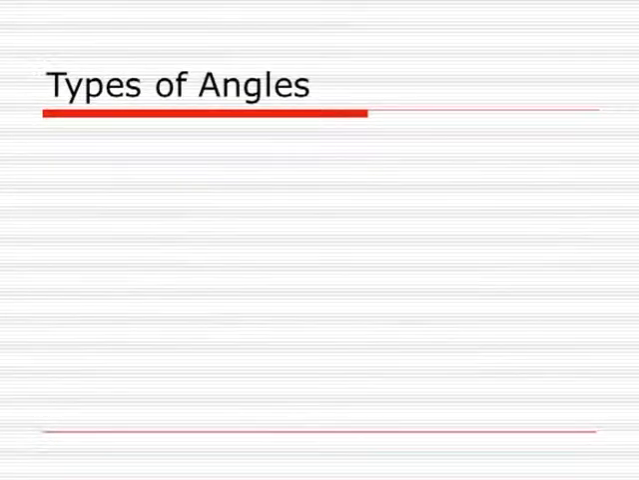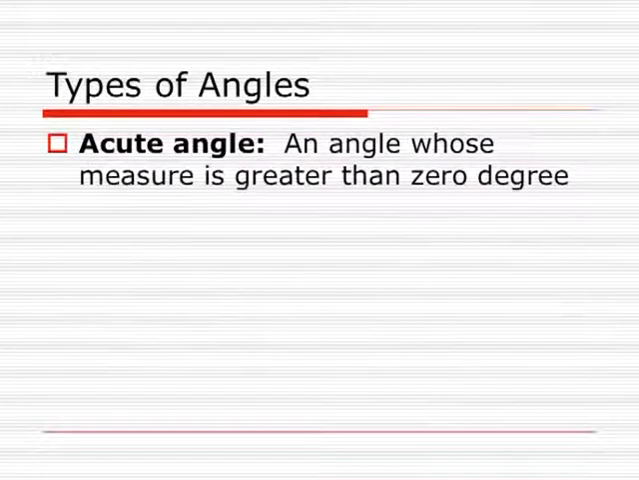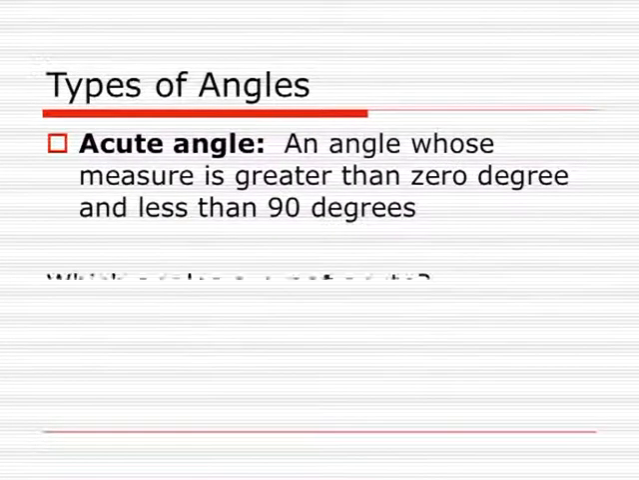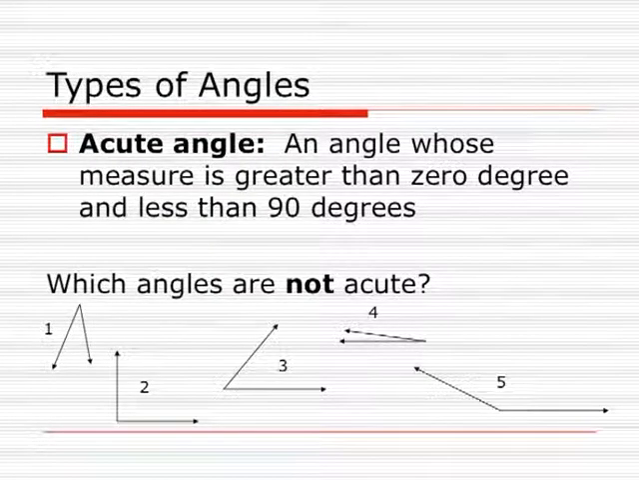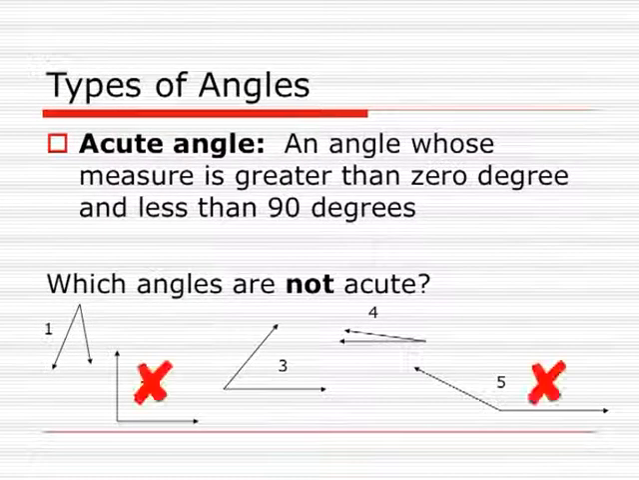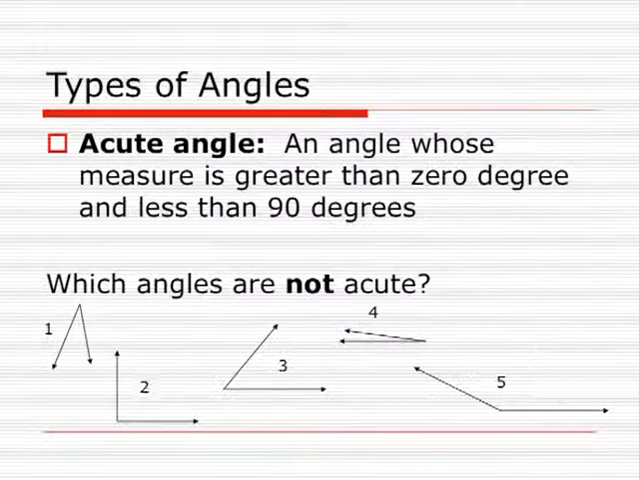Then the types of angles. The very first type of angle is the acute angle. This is an angle whose measure is greater than 0 degrees and less than 90 degrees. Here 5 angles are shown in the figure, in which angle 2 and angle 5 are 90 degrees and more than 90 degrees, so they are not acute angles, which are shown with a cross. Angle 1, angle 3 and angle 4 lie between 0 degrees and 90 degrees. These three angles are acute angles.